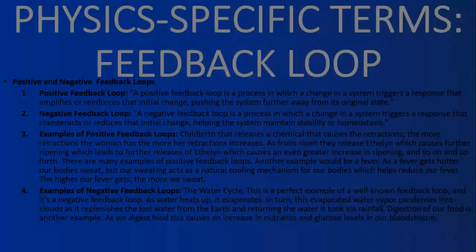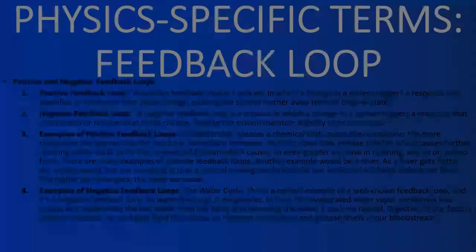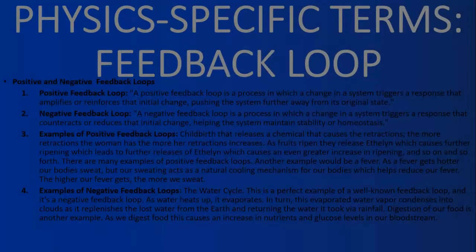An example of a negative feedback loop is the water cycle, which is a very famous example of a feedback loop. Most people remember the water cycle, at least if you're in the United States, from grade school. The water cycle is a perfect example of a well-known feedback loop, and it's a negative feedback loop. As water heats up, it evaporates. In turn, this evaporated water vapor condenses into clouds, replenishing the lost water from the earth and returning the water it took in the form of rainfall.